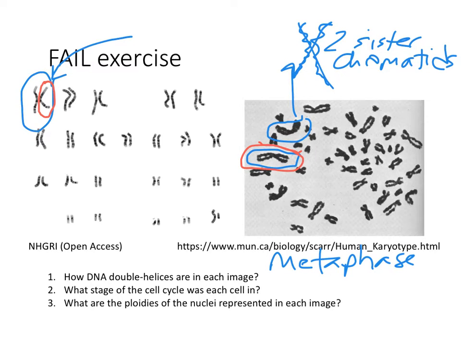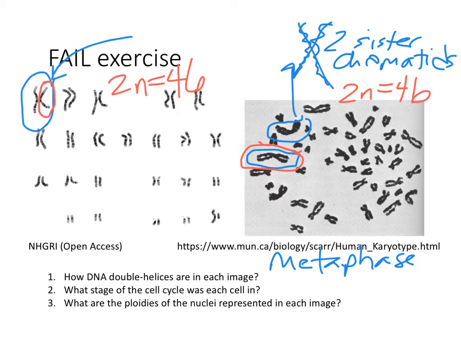So the two pictures have the same number of objects, what we consider chromosomes, 46 on the right here, 46 things on the left, just different stages during the cell cycle. And each of these are diploids, so there are two copies of each object. That's 2n equals 46. So that's the three questions. How many double helices are in each image?